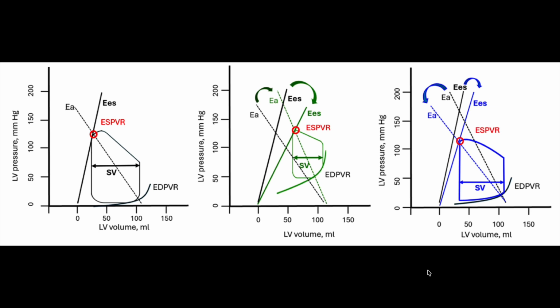So this is the figure showing the pressure volume loops. This is of a normal patient. This is the end diastolic pressure volume relationship. This is the end systolic pressure volume relationship. Here you have the volume on the x-axis and the LV pressure on the y-axis. In the end systole, the lines are drawn, and this line represents the ventricular elastance, and this the arterial elastance.